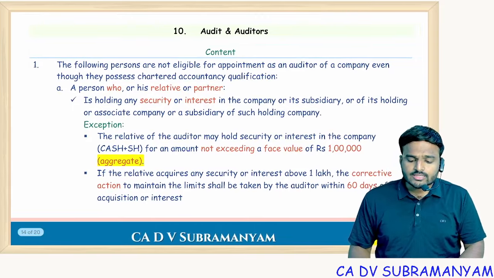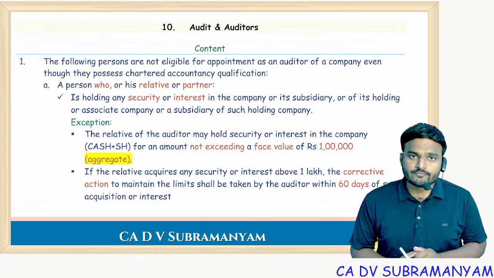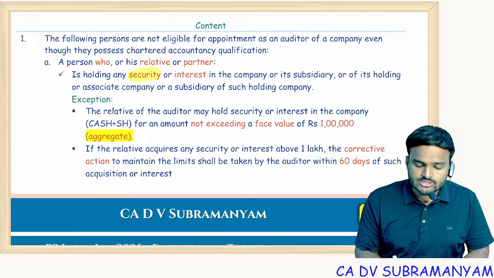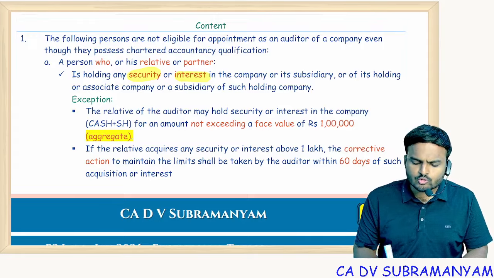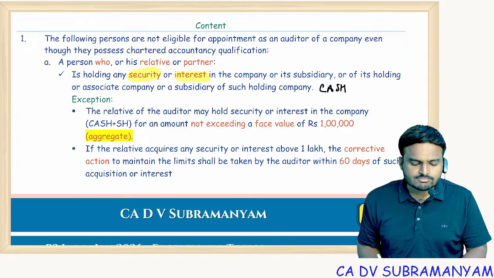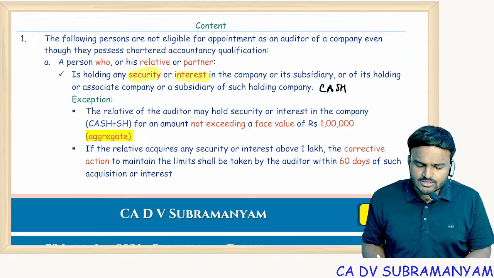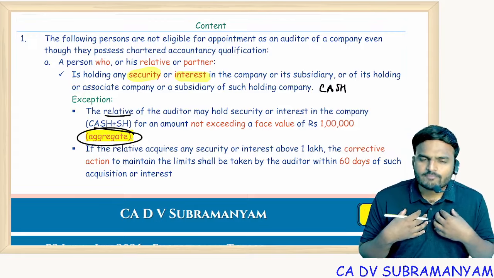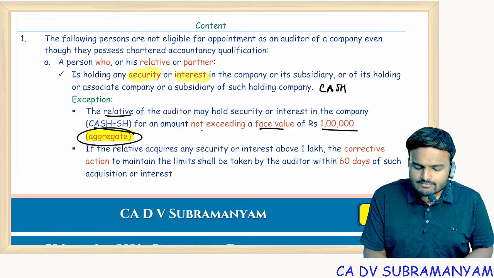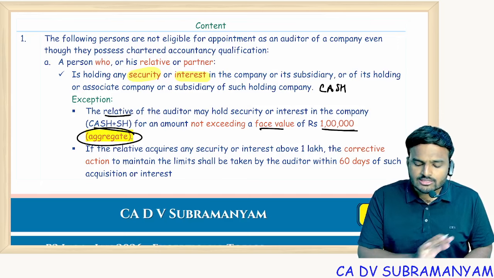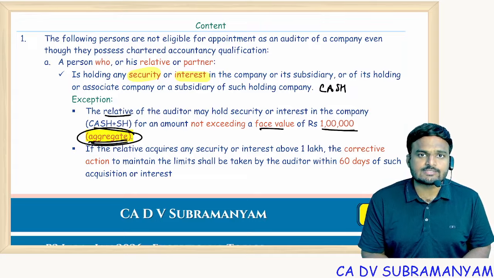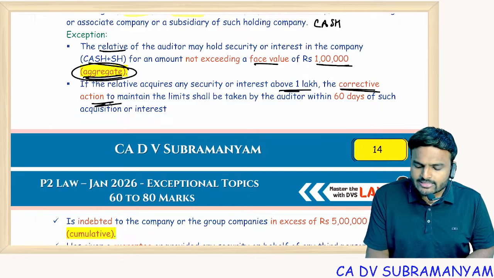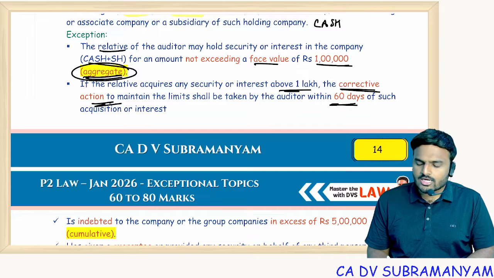And coming to the next topic, that is audit and auditors. First one, disqualifications. A person or relative or partner holding a security in case of a company with share capital, or interest in case of a company without share capital. Also the group companies, I call it CASH: company, associate, subsidiary, holding, disqualified. But we had an exception: a relative, on aggregate basis, all of my relatives holding up to face value of 1 lakh of securities, there will be no disqualification. This is on aggregate basis, not individual basis, aggregate of all relatives. And if it exceeds 1 lakh, corrective action to be taken within 60 days of such acquisition or interest.